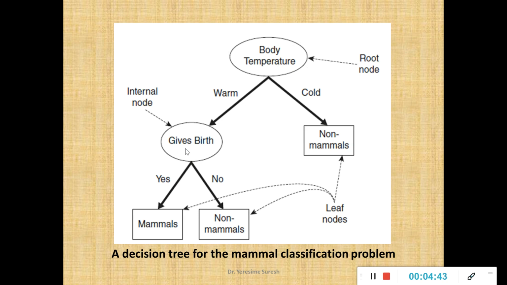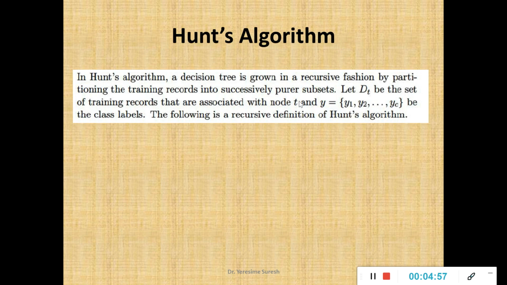In-degree equal to 1 and out-degree equal to 2 or more makes it an internal node. A node having 1 as in-degree and 0 as out-degree becomes a leaf node. This is the basic representation of a decision tree.